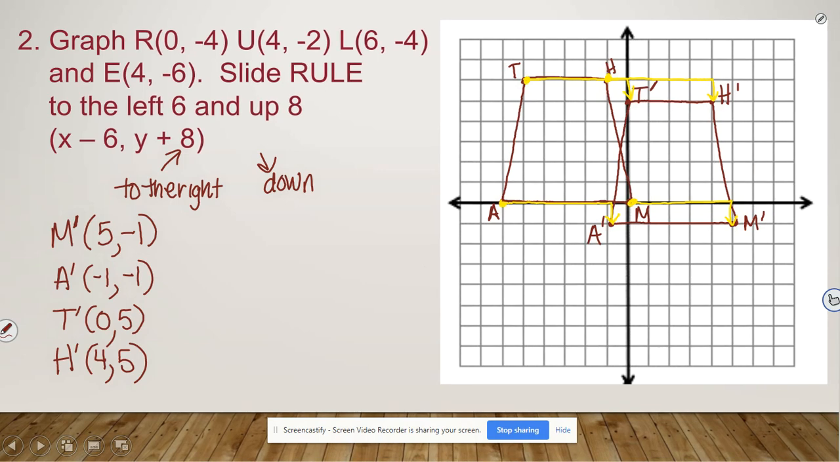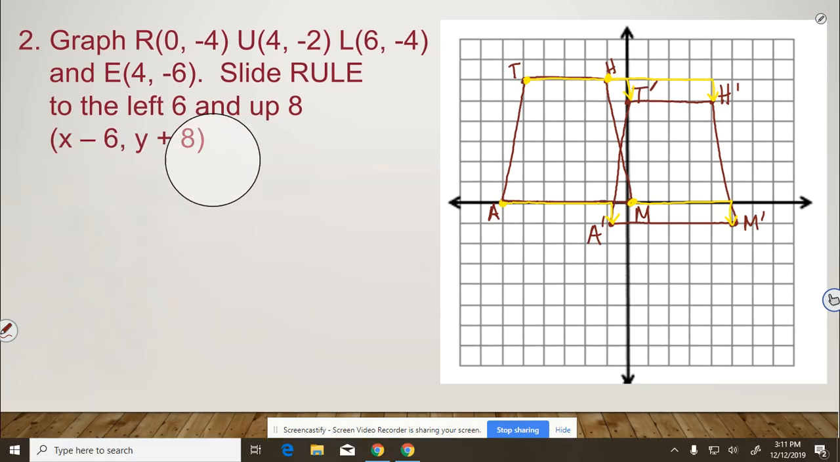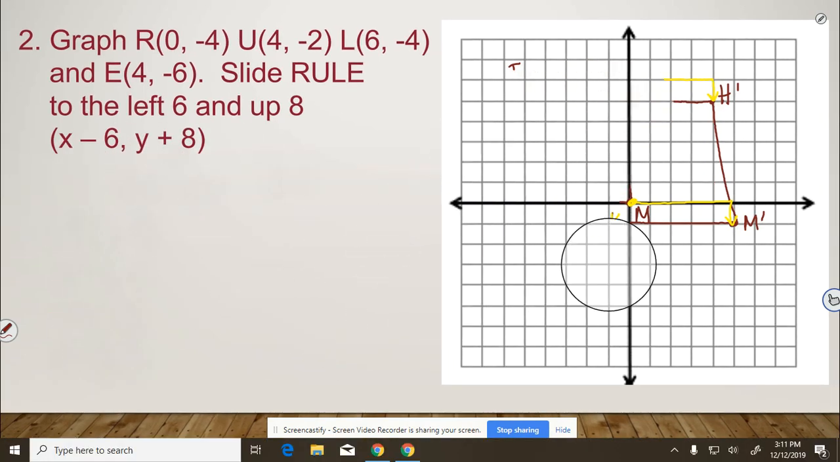So now we have a rule that we're going to slide to the left 6 and up 8. Left 6 is minus 6, and plus 8 is up 8. So we start with R being (0, -4). That's 0 on the origin and then down 4.